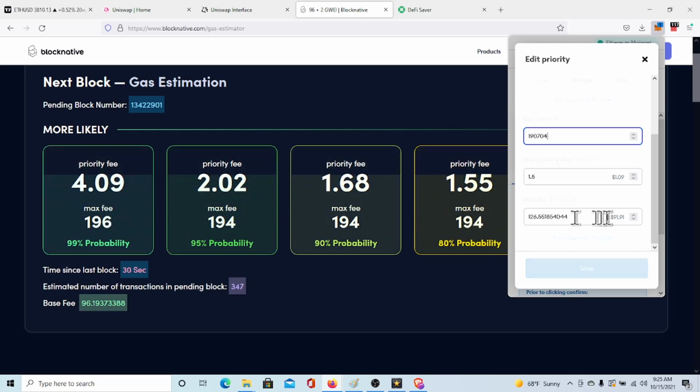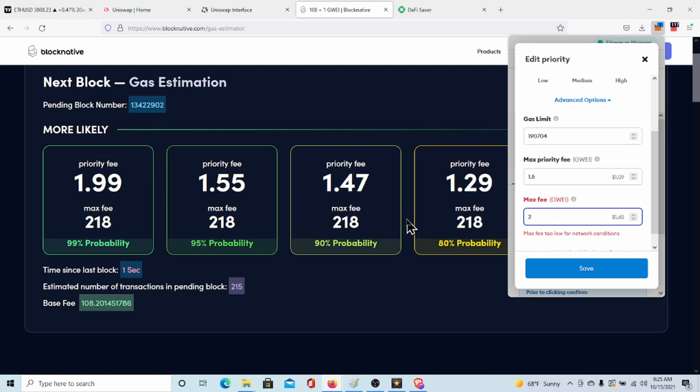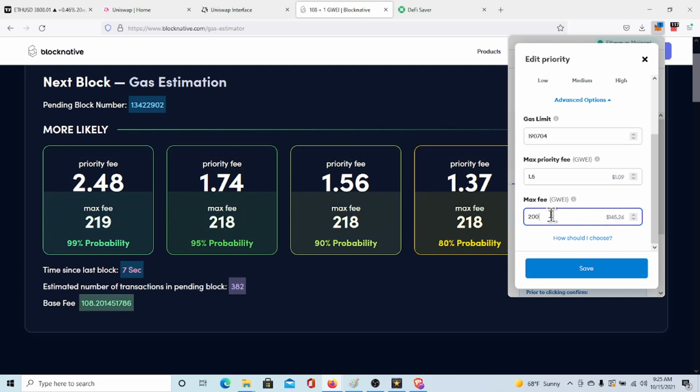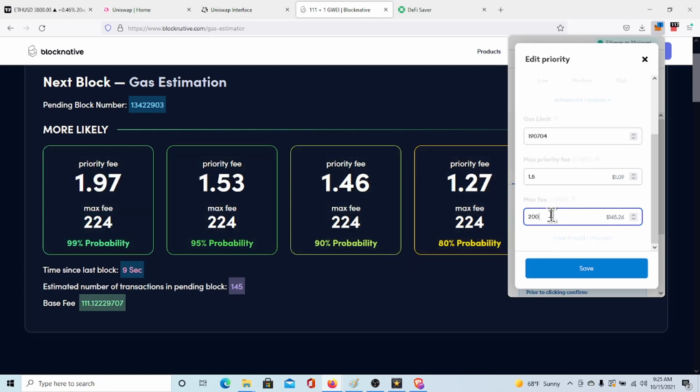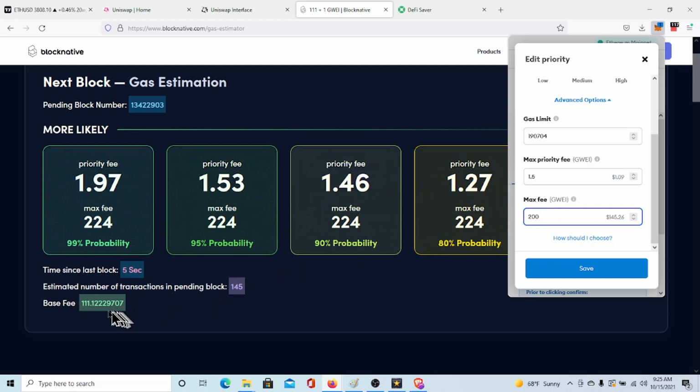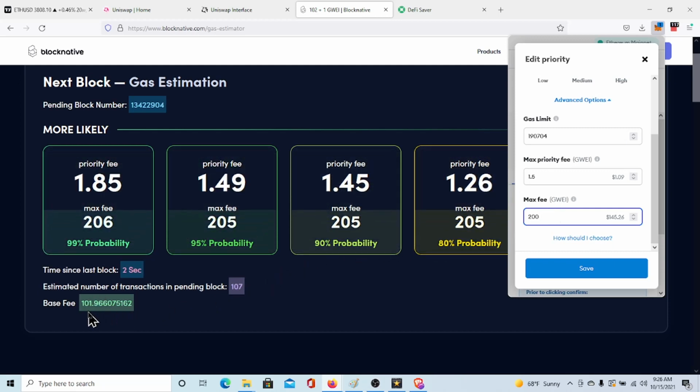Now, if you put this number here, let's say you put it even 200, whatever, it doesn't mean that you're going to pay 200 gwei per gas. It means you're willing to pay 200 gwei per gas to get into the next block. You're going to pay whatever the base fee becomes for next block, whether it's 101 or 110 or whatever.